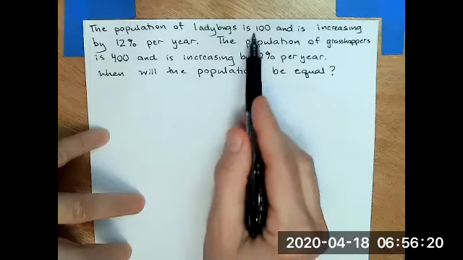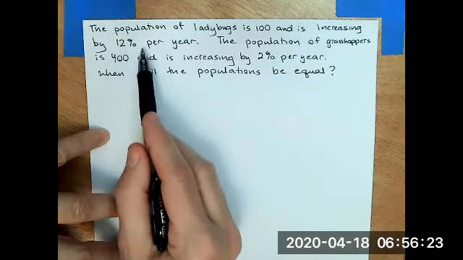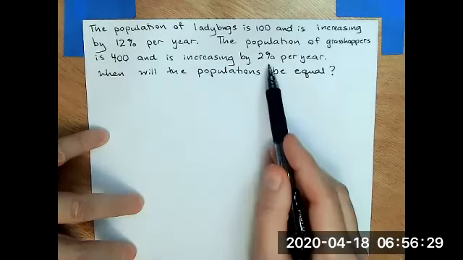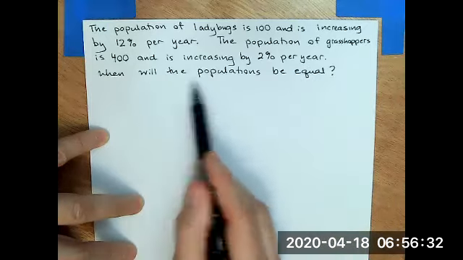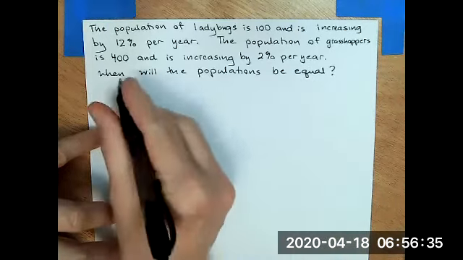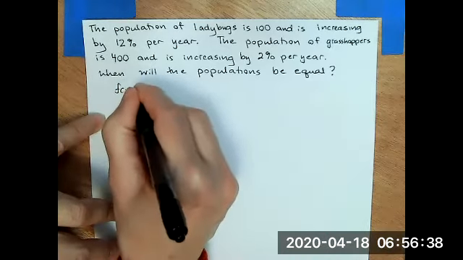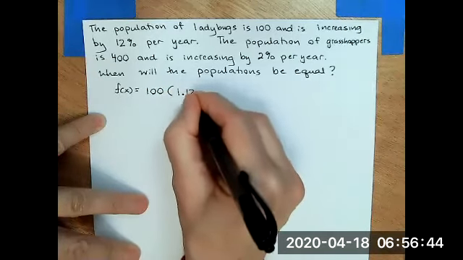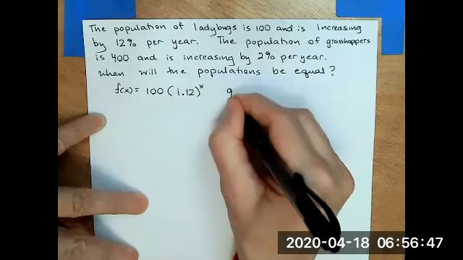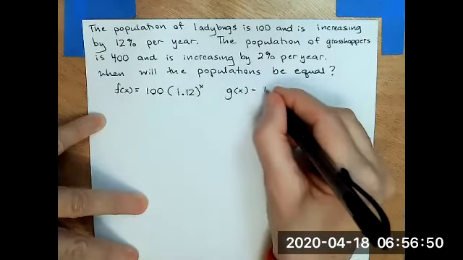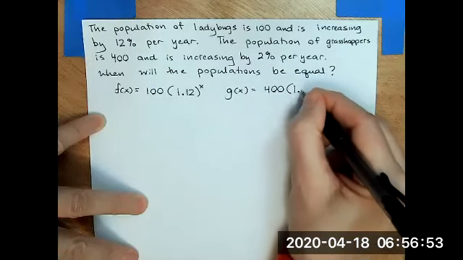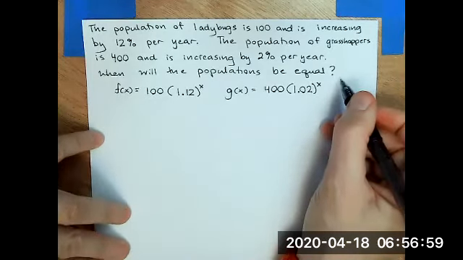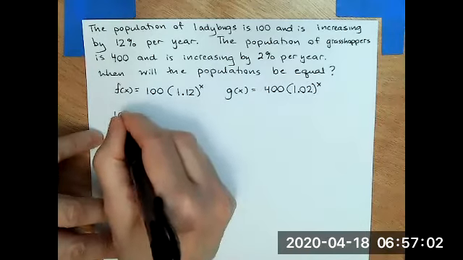The population of ladybugs is 100 and is increasing by 12% per year. The population of grasshoppers is 400 and is increasing by 2% per year. When will the populations be equal? The ladybug population can be written as 100 times 1.12 to the x. The grasshopper population is 400 times 1.02 to the x. We can find the time that they'll be equal by setting the two functions equal to each other.